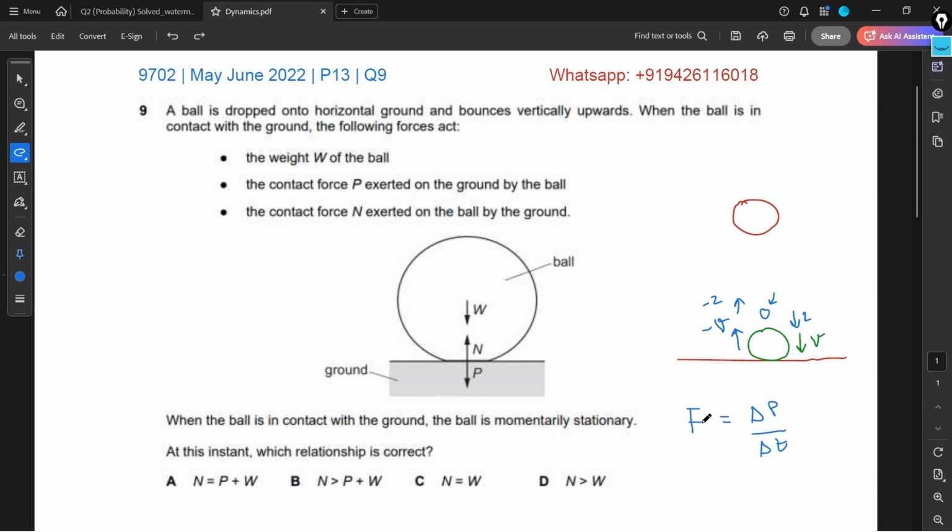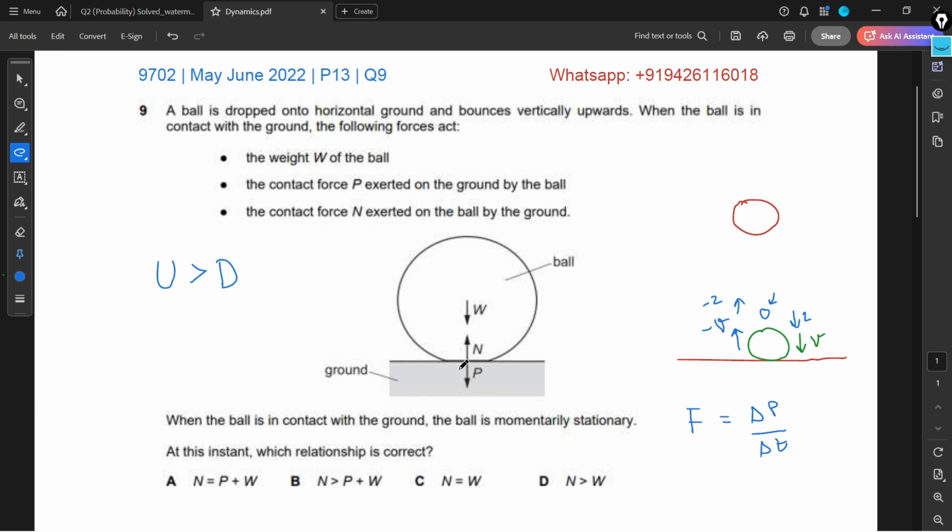So now what about the direction of this net force? Because we know that the ball is about to move in the upward direction, the net force should be positive in the upward direction, which means that all the forces in the upward direction should be greater than all the forces in the downward direction. If this happens, only then we can say that the ball is about to accelerate in the upward direction.